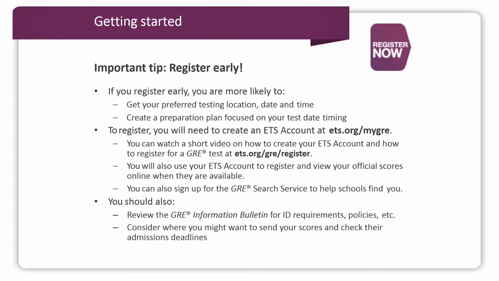To register, go to ets.org/mygre and create your personal ETS account. It is the account you will use whenever you want to access information on your test date or view or send your scores after test day. Short videos on how to create your ETS account and how to register for a GRE test are available at ets.org/GRE/register. It is also important to review the GRE registration bulletin so you are aware of the ID requirements, procedures on test day, policies, etc. And you should think about where you might want to send your scores and check the program's admission deadlines.